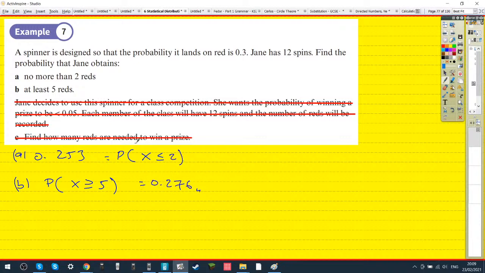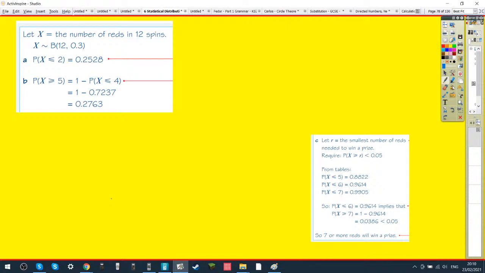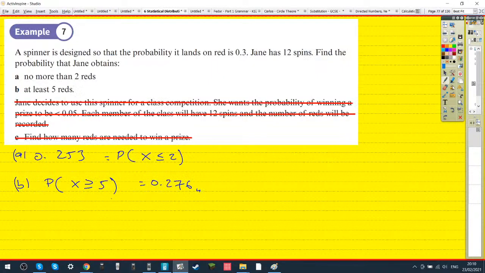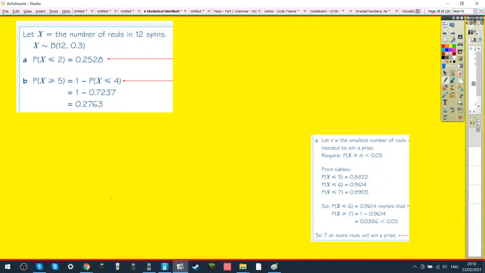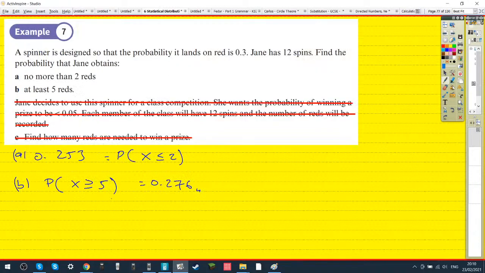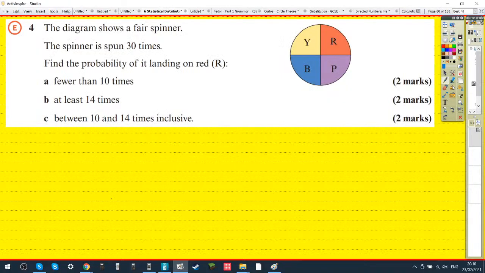So the first one is the probability that X is less than or equal to 2. This one, the probability X is greater than or equal to 5. 0.276 and then 0.253. Great. Why do I have a part C? I cut it out.